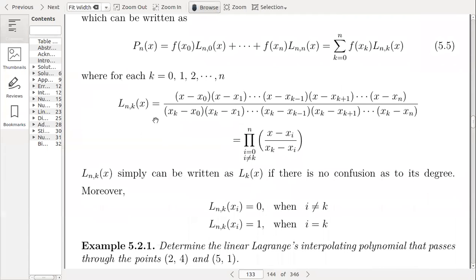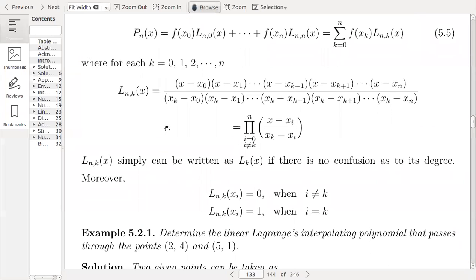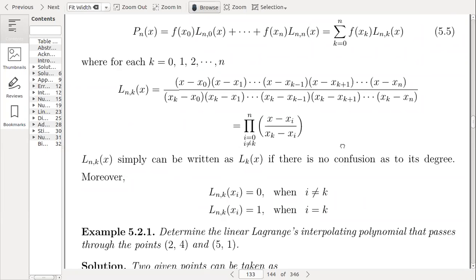So here is the polynomial of degree n and the kth Lagrange coefficient. So if we are clear that this is the polynomial of degree n, we don't need to write n. We can start with Lk.